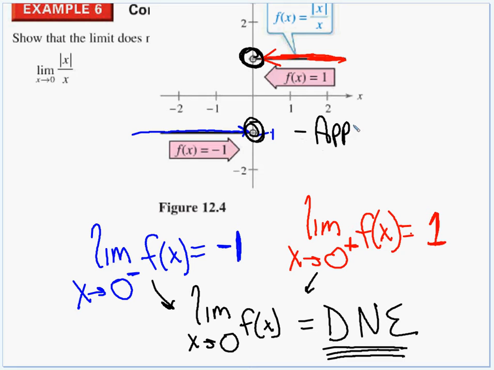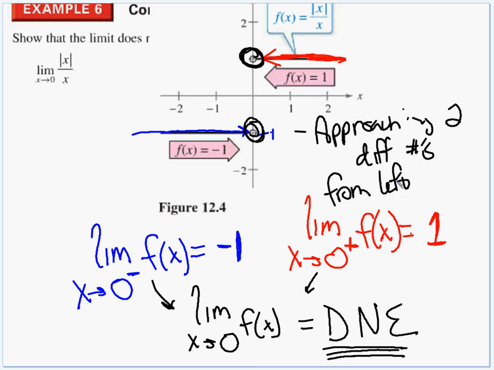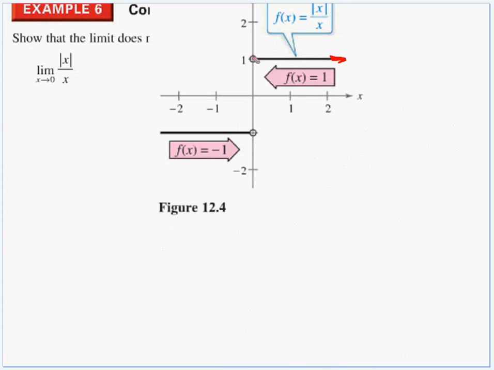This function is approaching two different numbers. Two different numbers from the left and right. Usually in the homework or on any AP test, if you're going to state that a limit does not exist, it's always a good idea to say why. And here's our first reason why. Because we're approaching two different numbers.